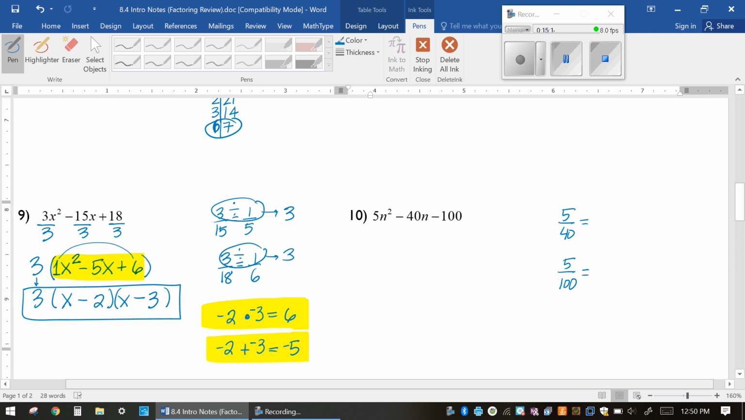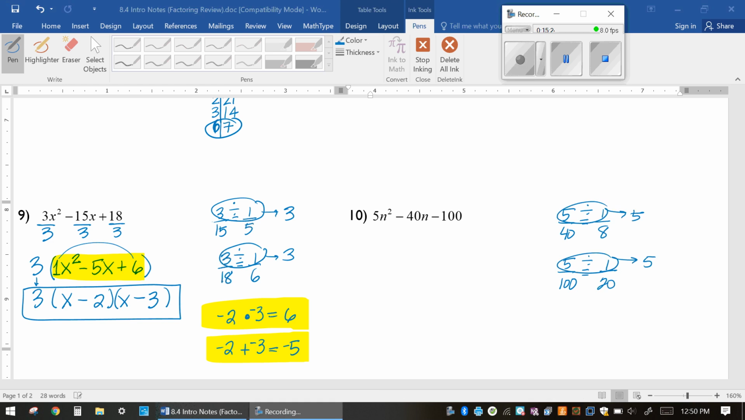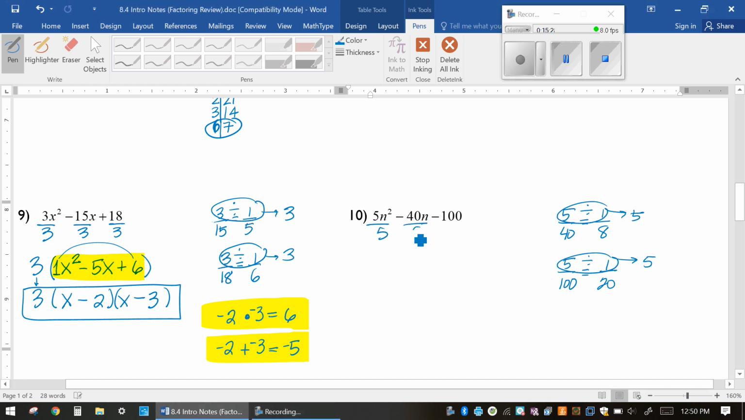Okay, go ahead and pause the video and find the GCF between 5 and 40 and 5 and 100. When you're ready, unpause the video and check your answer. Okay, I got an answer of 5. Not all the terms have a variable of n, so the GCF is just 5, not 5n. Okay, now I'm going to divide each of the terms by 5. That gives me 1n squared minus 8n minus 20.